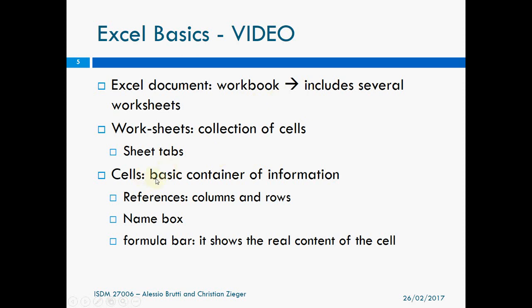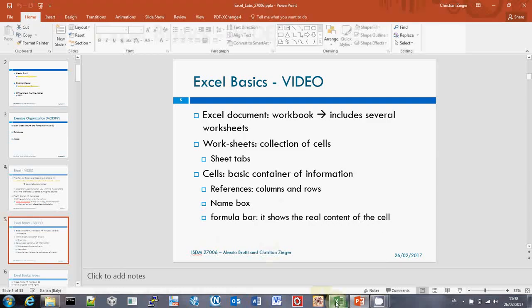Let's see what a cell is. Cell is the basic container of information. You can identify each cell by column index and row index. You can also identify it by a name if you specify your own name in the name box. And then the formula bar, which shows the real content of the cell. So let's see on Excel all of this information.